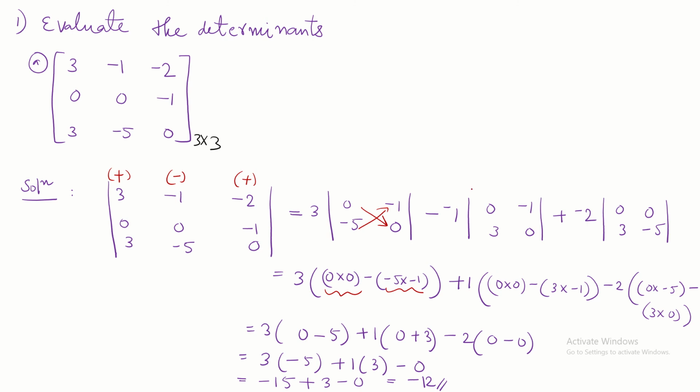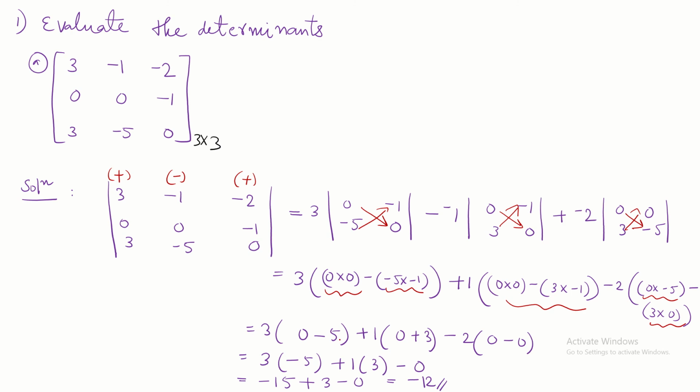For the first line only, you can put the vertical line. In the next lines, you have to put the bracket. 0 into 0 minus 3 into -1 here. Then plus and minus, it is -2, 0 into -5 minus 3 into 0. Next line you have to simplify. 0 into 0 is 0. You write 3 as it is.